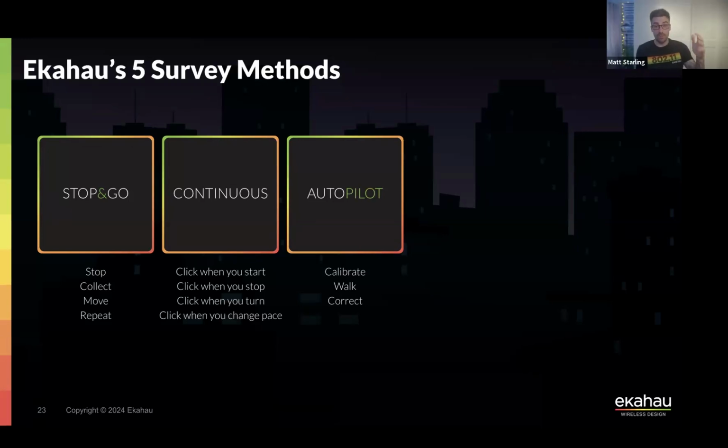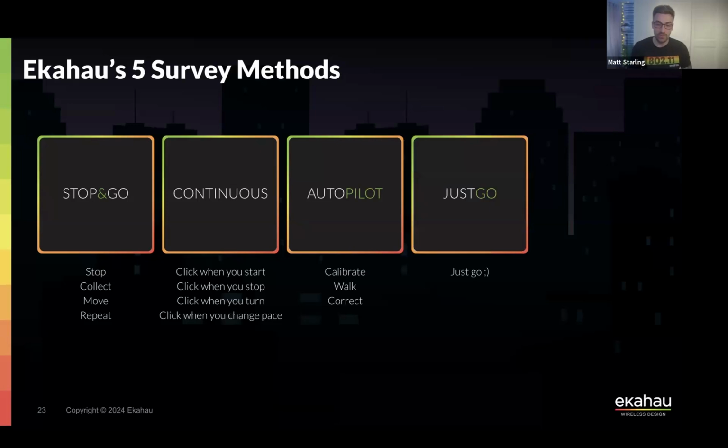Even though it's tracking you automatically, it will get better and smarter as well. You can calibrate it and make sure it's keeping you on the correct path. Which brings us on to our latest survey method that we have announced, which is called Just Go. And Just Go is super cool.